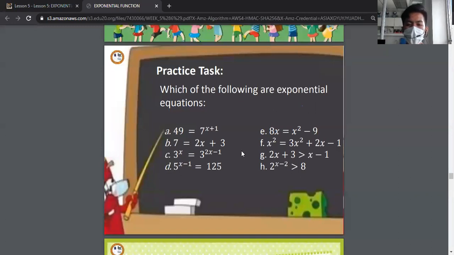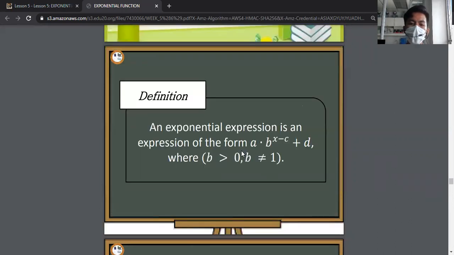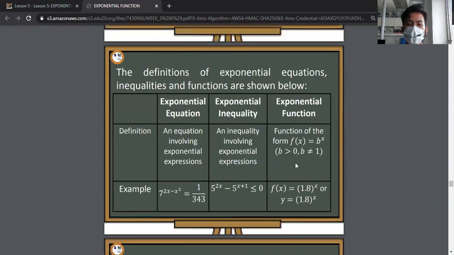So, aalamin po natin dito kung alin po ditong equation yung exponential equation po natin. So, pag sinabi po natin exponential equation, is an expression of the form a multiplied by b raised to x minus c plus d, where b is greater than 0 and b is not equal to 1. So, definition po natin, exponential equation is an equation involving exponential expression. For example, 7 raised to 2x minus x squared is equal to 1 over 343.